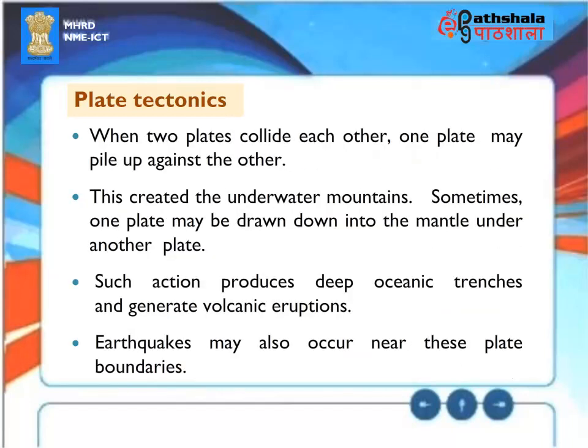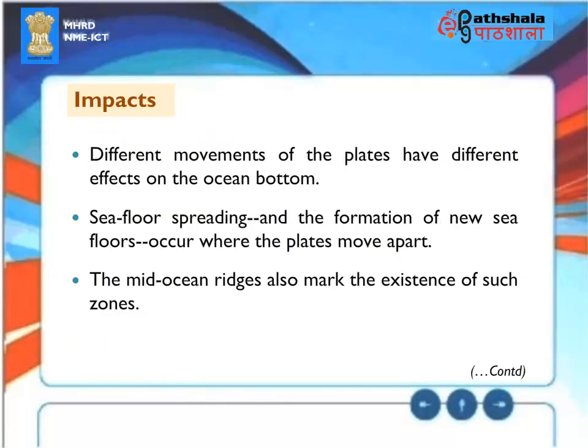When 2 plates collide with each other, one plate may pile up against the other. This creates underwater mountains. Sometimes one plate may be drawn down into the mantle under another plate. Such an action produces deep oceanic trenches and generates volcanic eruptions. Earthquakes may also occur near these plate boundaries.